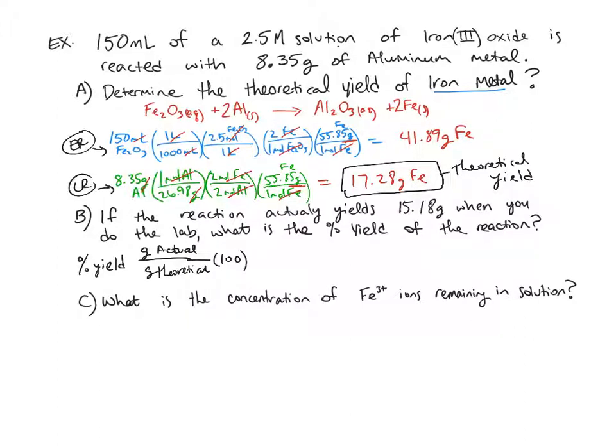So let's see, actually I got my 15.18 grams. Theoretically, I should have gotten 17.28 grams. Divide that, multiply by 100, and I see that I got an 87.67% yield. Not too bad. Okay, again, 100% yield, next to impossible.